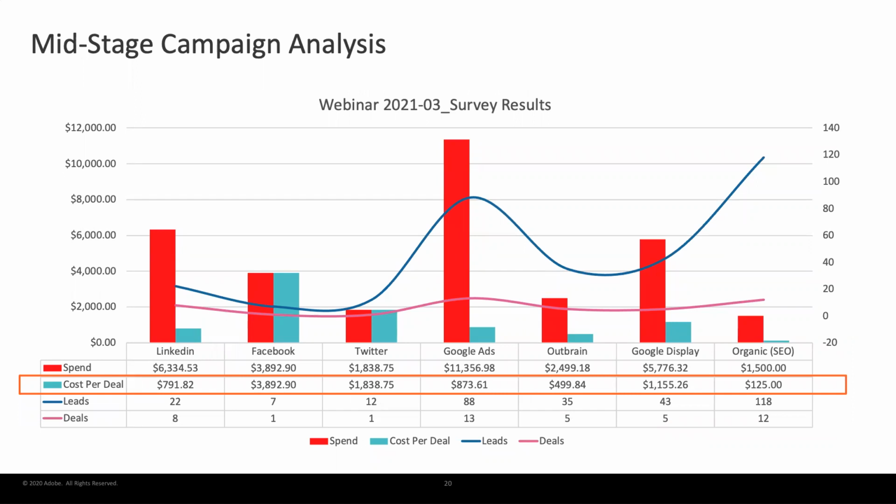All right. So as we move from thinking about further down funnel, how many deals came out of this? So we start to look at the cost per deal. And I see a lot of organizations looking at, let's say, the cost per deal on LinkedIn and saying, God, this cost us almost $800. This is too expensive. We can't keep doing this. We should pull that back. Or Facebook is nearly $4,000 per deal. Is this a good way to be spending our money?